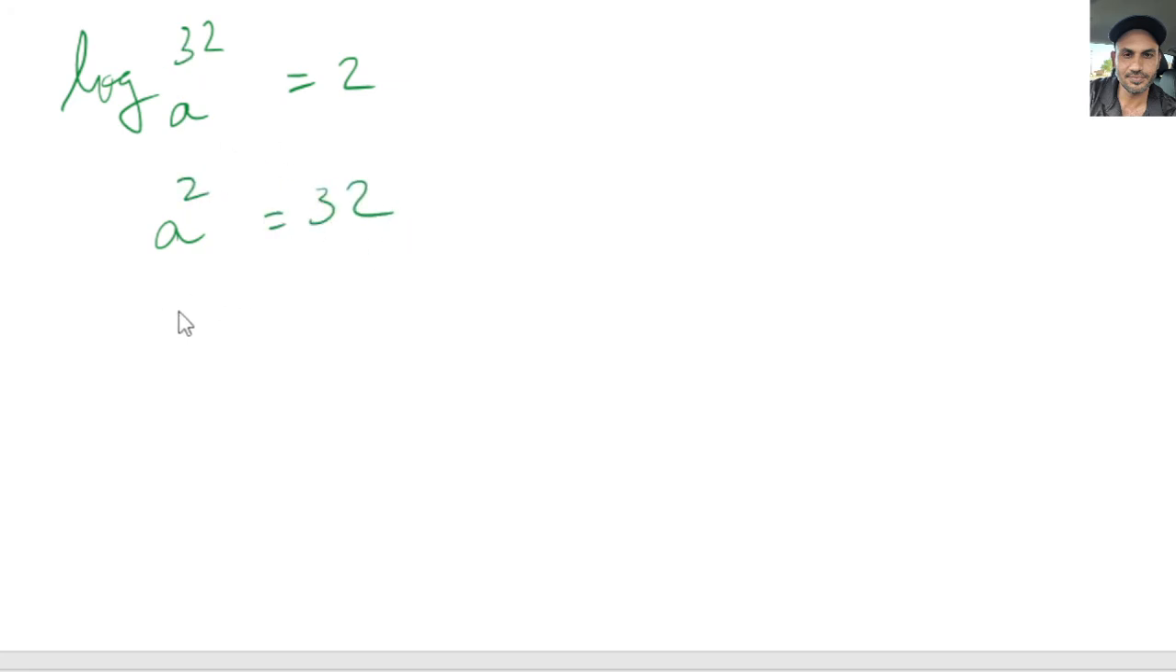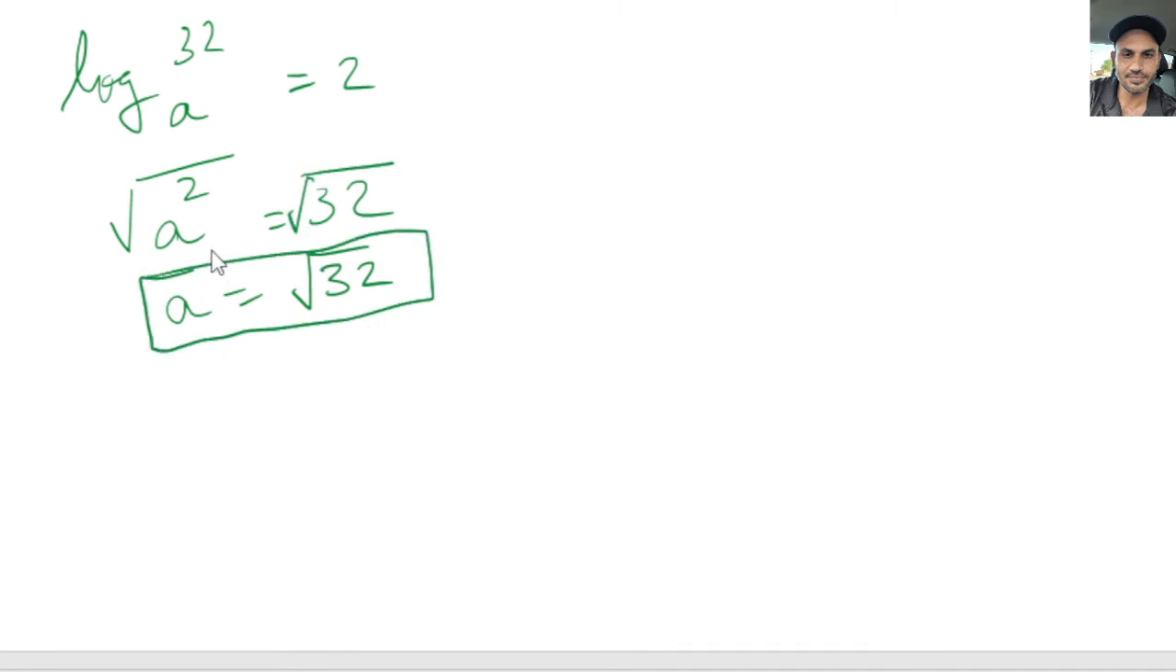Now if we look at it, this is the a squared and this is 32. So what is a equal to? So basically a is equal to square root of 32, because we take the square root on both sides to get the value of a. So if we take square root of this and we take the square root of this, a is equal to this right there.